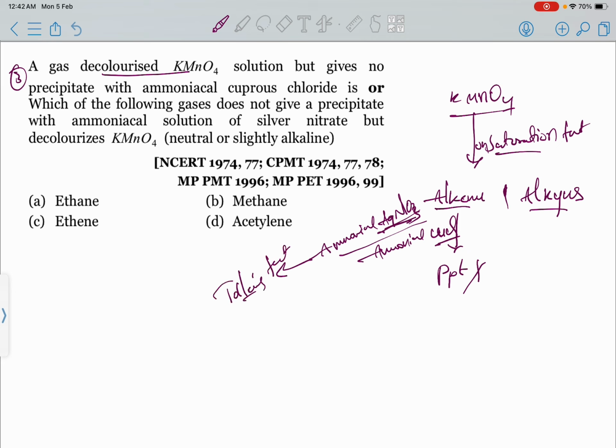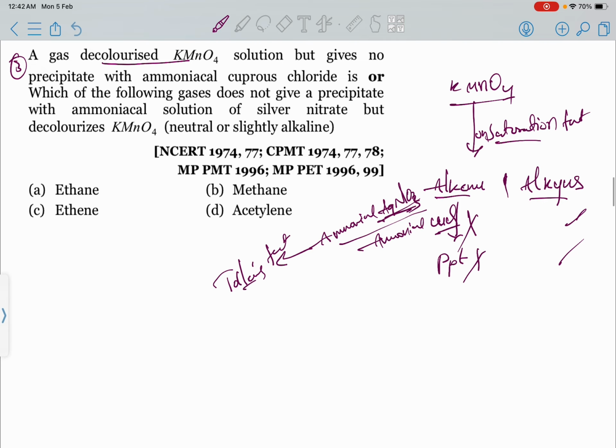Okay, no, it is the tollens test. The tollens test is not given by alkenes, whereas alkynes give both confirmatory tests. So from this, alkene must be the answer. Ethane is an alkane, so it cannot be the answer, right? It cannot be, as it is an alkane. Methane is also an alkane, so it cannot give the answer.